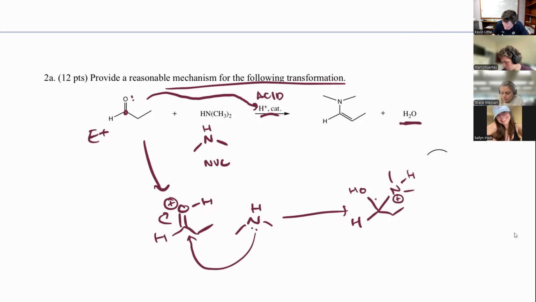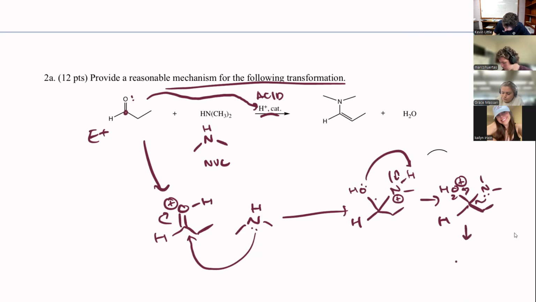Then we need to get rid of water and form an enamine. Okay, where's this water coming from? The alcohol. Right, we've got to get rid of this alcohol. So I'm going to take the proton from the nitrogen. We've done this mechanism before, almost exactly. And now I'm going to kick off the water using the amine. And we formed this.